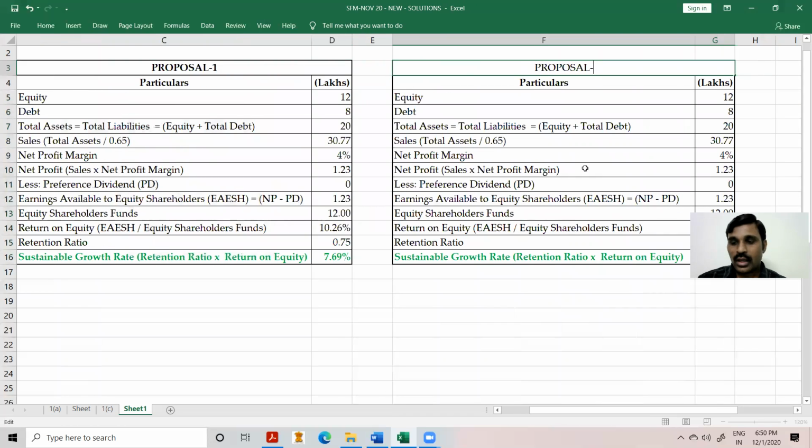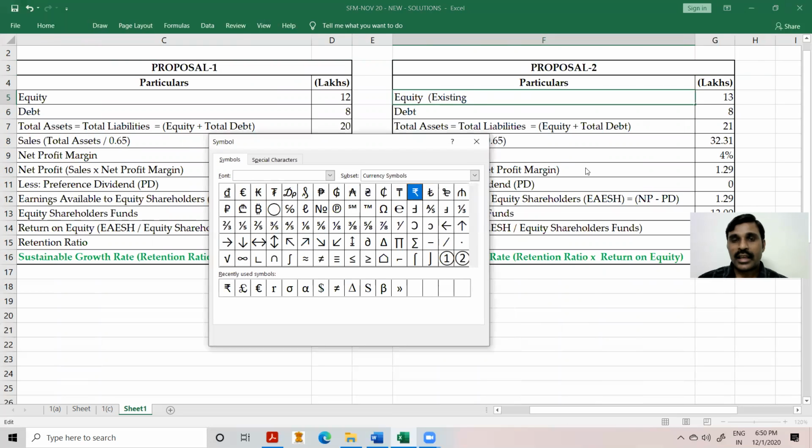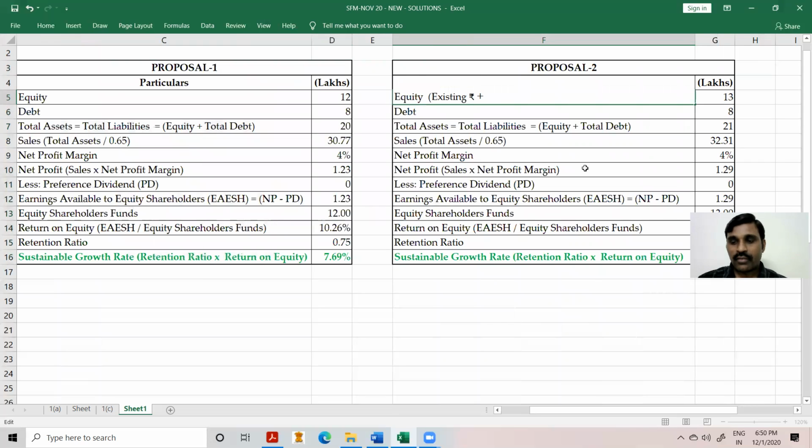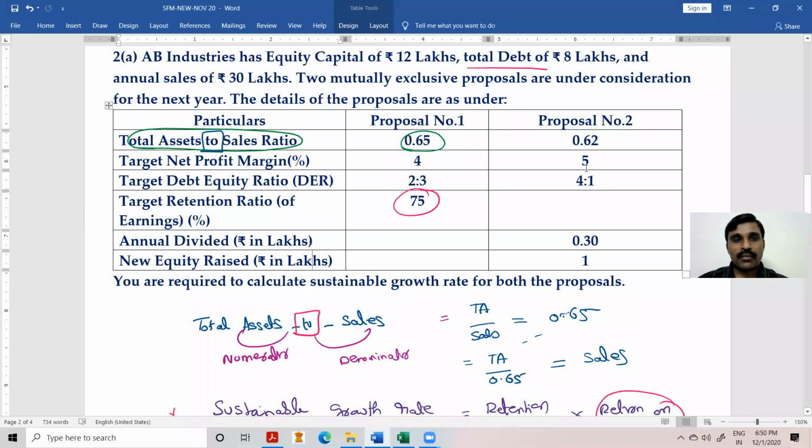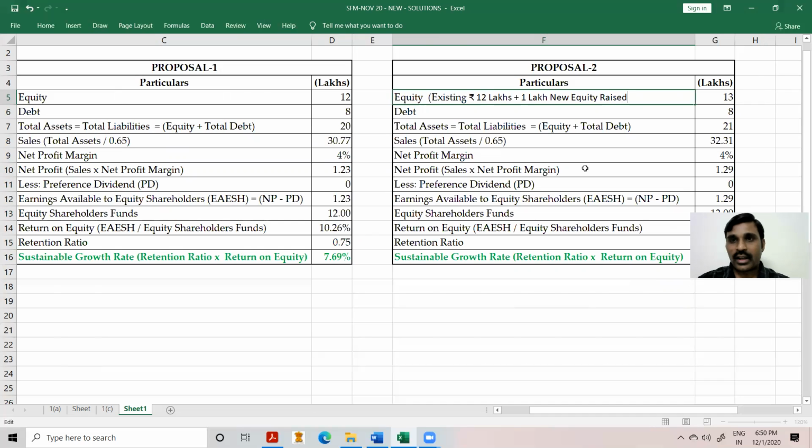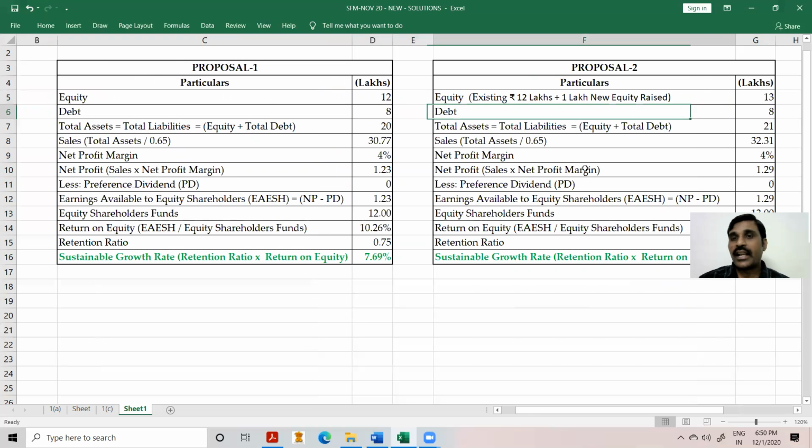So proposal 2, equity will be 13 lakhs. Why 13 lakhs? Because existing 12 lakhs plus 1 lakh new equity raised. Look at the proposal number 2. This is the point, 13 lakhs. Here the point is that debt will change. Why will the debt change?